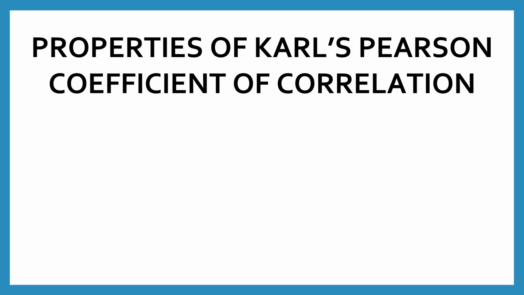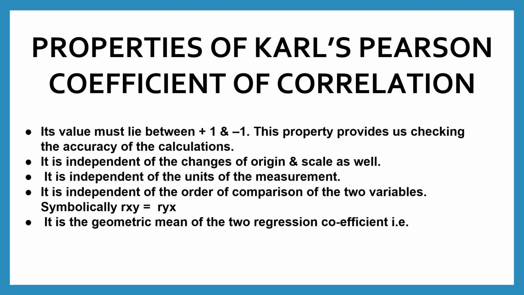Properties of Karl Pearson's coefficient of correlation. Its value must lie between plus and minus 1, and this property helps us check the accuracy of the calculations. It is independent of changes of origin and scale as well. It is independent of the units of measurement. It is independent of the order of comparison of the two variables; symbolically, rxy is equal to ryx. It is the geometric mean of the two regression coefficients, that is this equation.